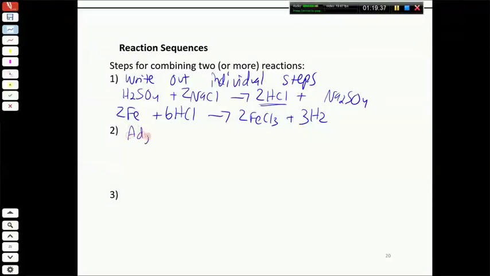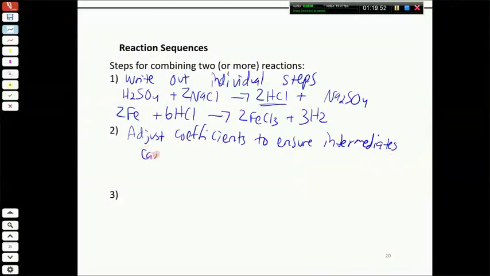The second thing we have to do is adjust coefficients to make sure the intermediates cancel. So what we're going to do then is we notice that HCl is the intermediate. It's the only species that's formed in the first equation and then also used up in the second equation. But we see that there's only 2 HCl's formed as a product of this first one, and then there's going to be 6 HCl's used in the second. So we want those to be equal so that it cancels out. So what we're going to do is take this whole first equation here and multiply it by 3 to make sure that the coefficient in front of HCl is the same in both of them.